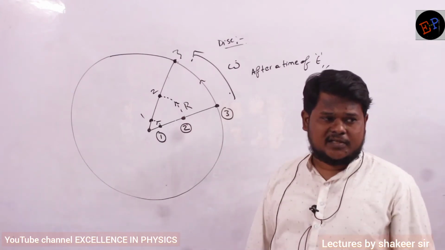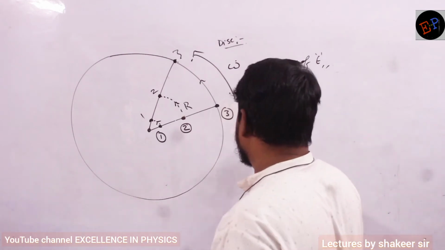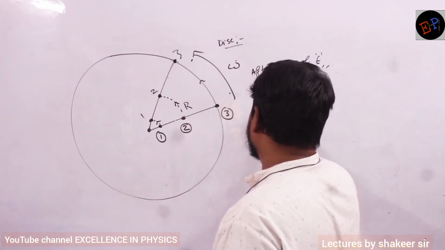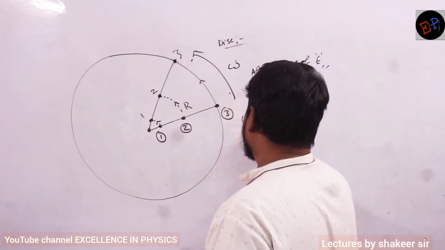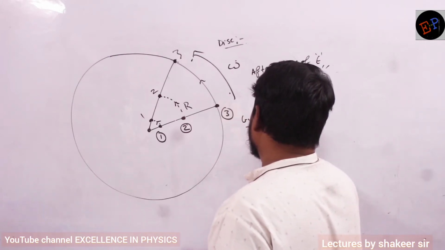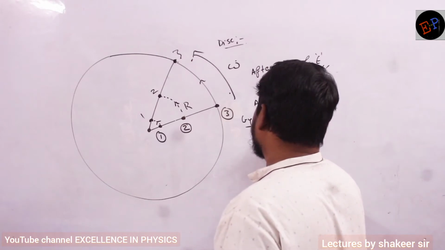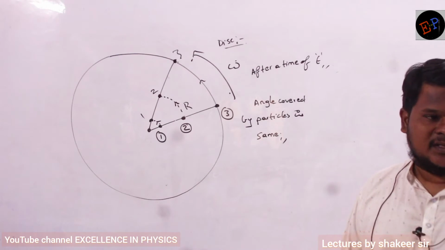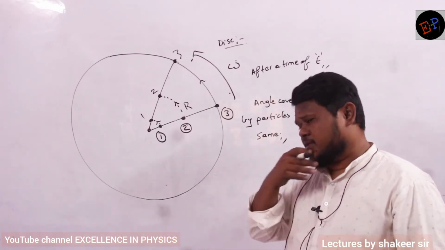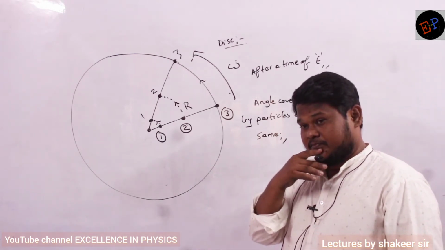They have covered the angle. So therefore what I can say here, the angle covered by the particles is the same. This is the similarity between them. Are you able to understand? Now can you say some dissimilarities?